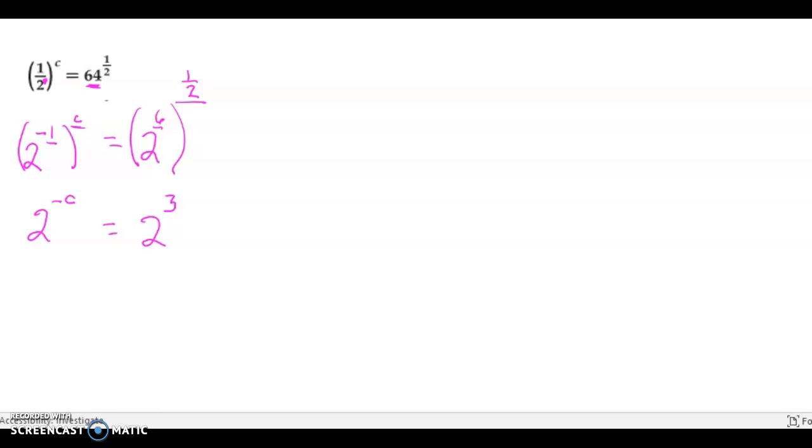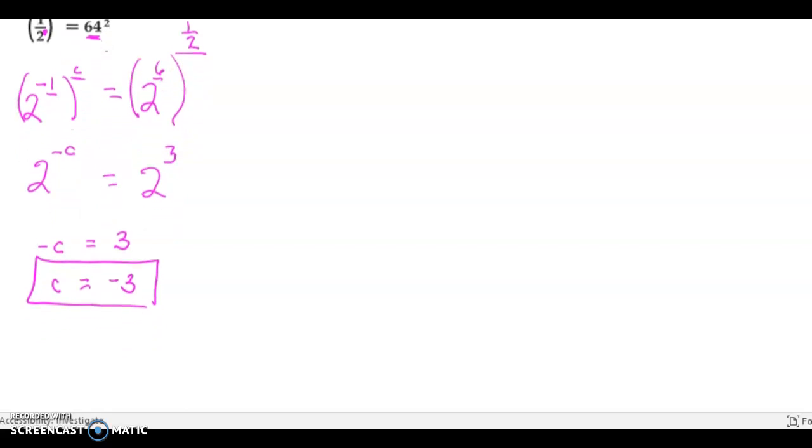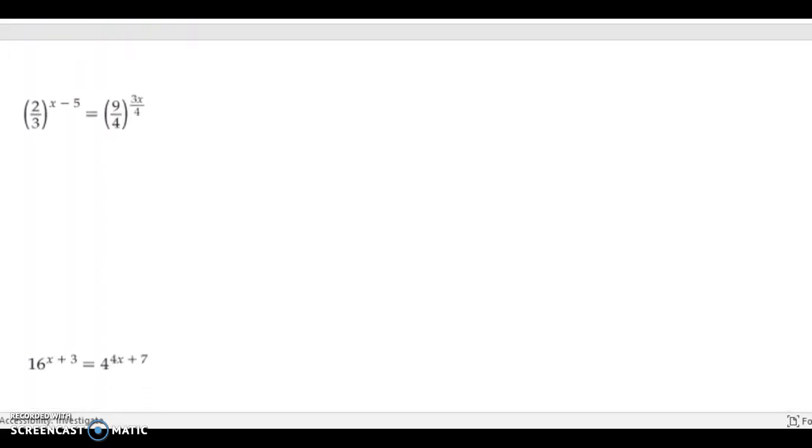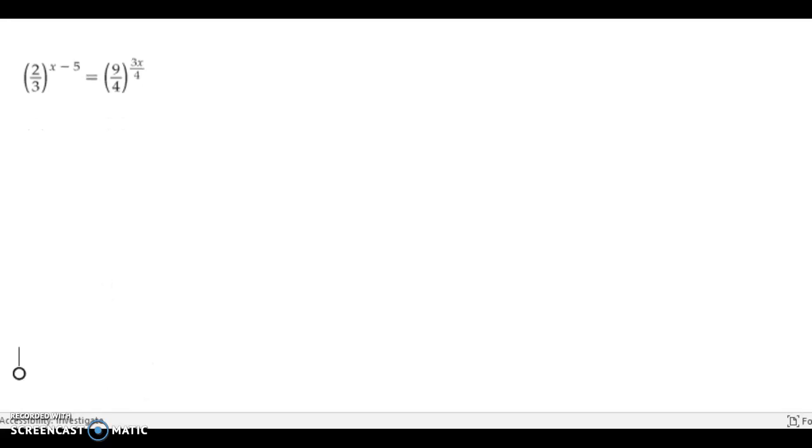So when the bases are equal, the powers are equal. Literally you can drop your bases and set your powers equal to each other. So c is equal to -3. Okay, moving on. And you can slow these videos down if you like, or watch them again.